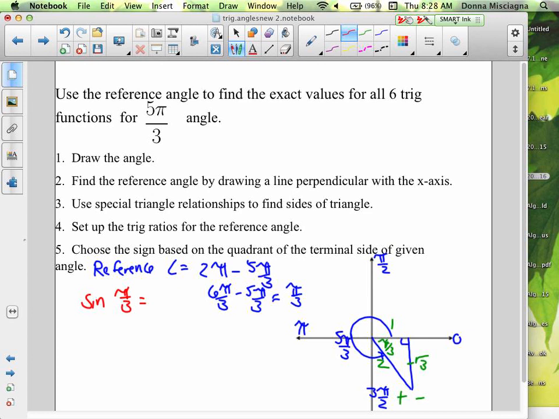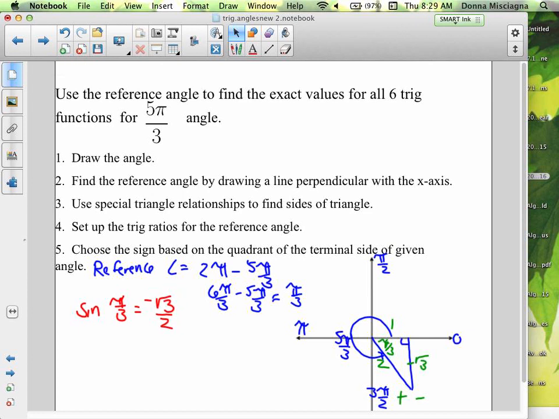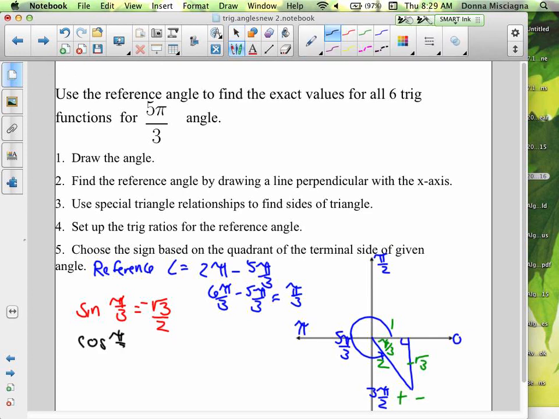So what's the sine ratio for pi thirds? It's negative square root of 3. Yep. So if we put the negative on the y value there, we don't have to remember it later on. That's why I always put the right signs on the values to begin with. All right, so now let's find our cosine ratio for pi thirds.